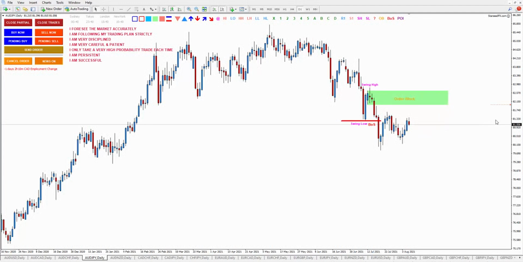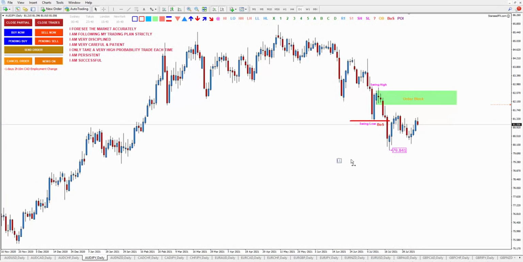You only want to look for sells for this pair, and the take profit target is this one. Why this one? Because this is the swing high, swing low that the first breakout happened. This is our lower low.